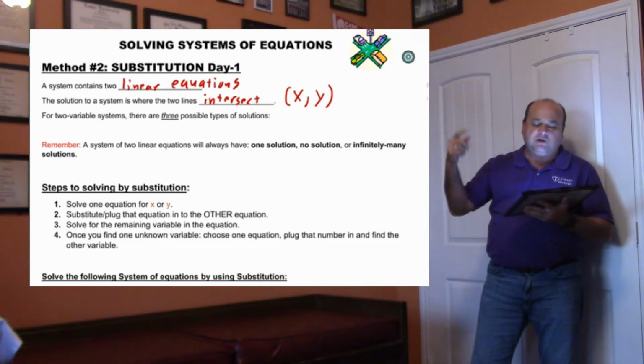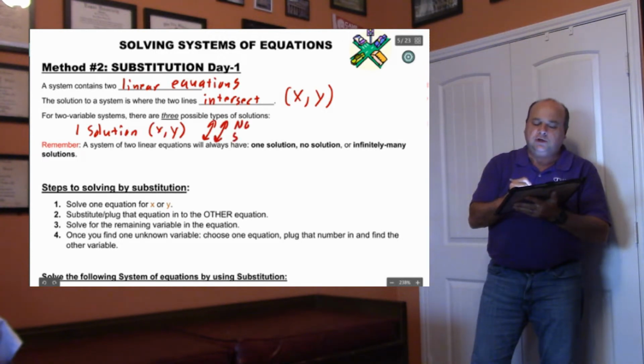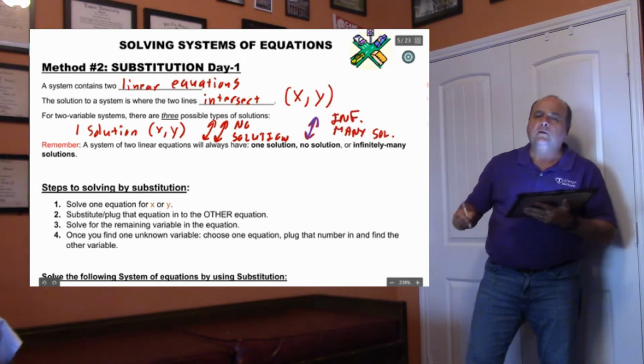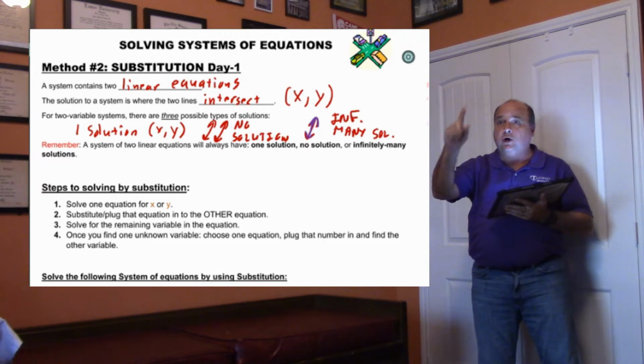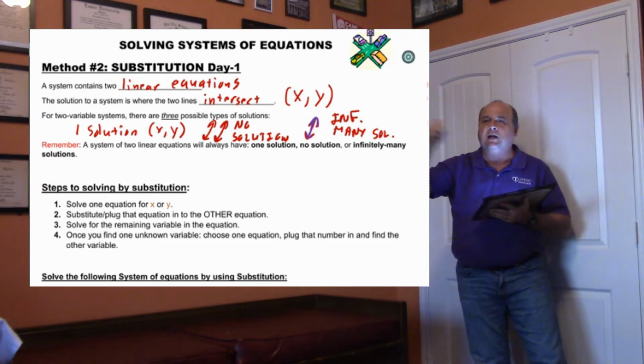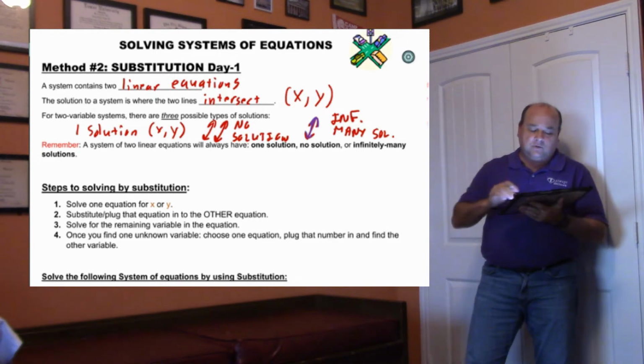For two variable systems, there are three possible types of solution. One solution, which is an ordered pair. If the lines are parallel, there's no solution. And if the lines coincide, if you have the same line right on top of each other, then it's infinitely, and I'm going to abbreviate, many solutions. So you could get one solution, one ordered pair, no solution, the lines are parallel. Infinitely many means any point on the lines will work. When we do these, we may end up seeing this, okay?